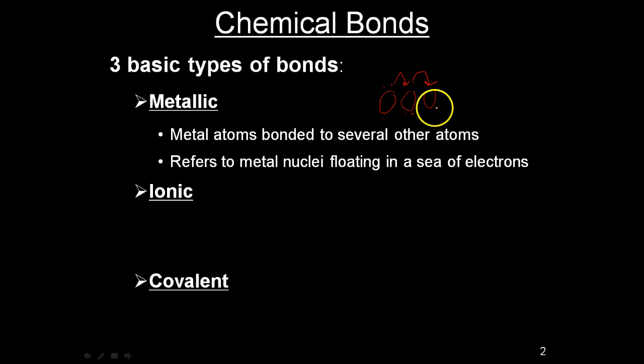So all of the atoms in a particular hunk of metal will share a sea of electrons that results from just this sharing. So the electrons are interchangeable between the different atoms themselves. And so that's what we mean when it refers to metal nuclei floating in a sea of electrons. All of these nuclei, which are positively charged, are all being balanced. The positive charge is being balanced by the sea of electrons.